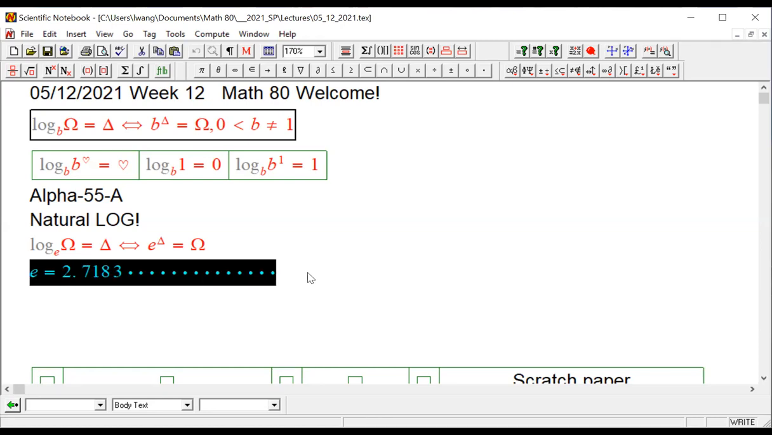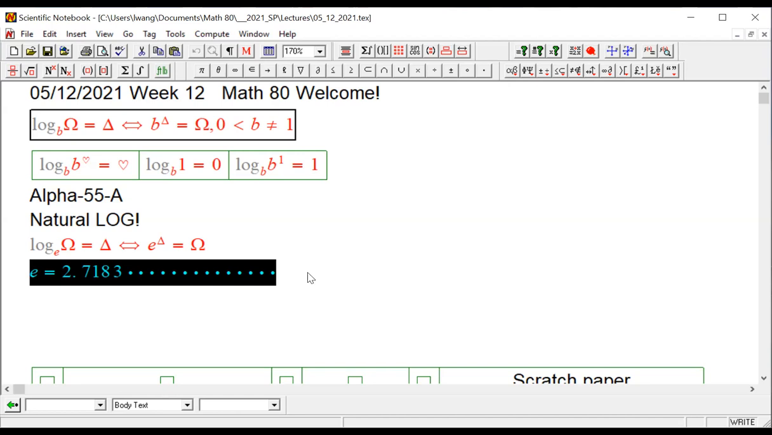But we don't have to worry about the actual value of E. All we have to know is that E is a number between 2 and 3. It's about 2.7. You never have to be very concerned about the actual value of E. In the entire mathematical and scientific community, E is a symbol that's reserved for this value.